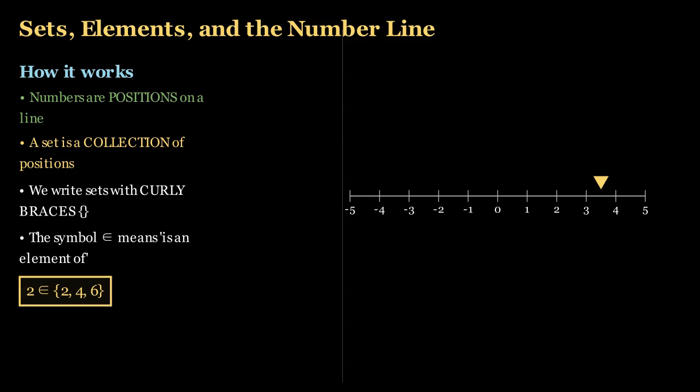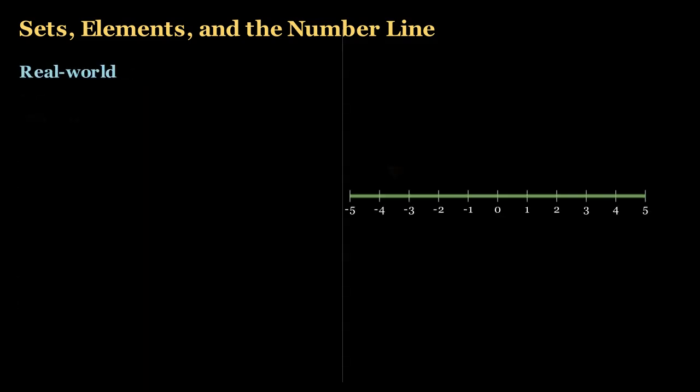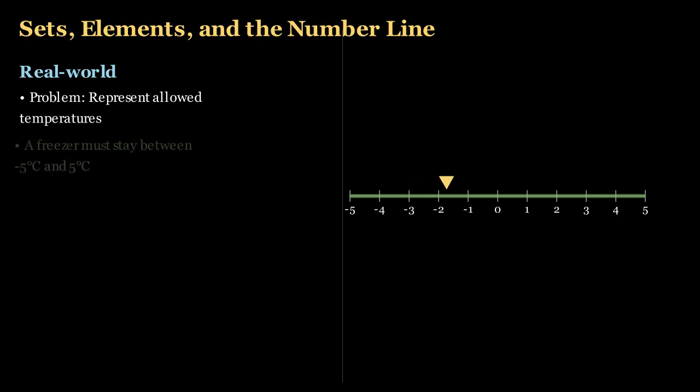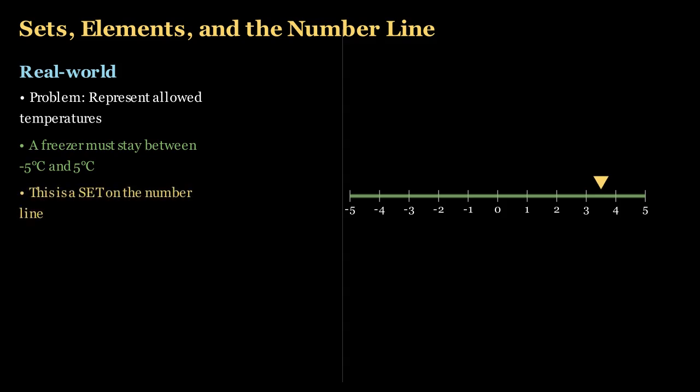Now, suppose you take a reading and the thermometer shows 3 degrees. Is that safe? We simply ask, is 3 an element of our safe temperature set? Yes, it is, because it lies in the shaded region. What if the reading is 7 degrees? 7 is not in the shaded region, so it is not an element of the set, and the alarm should sound.